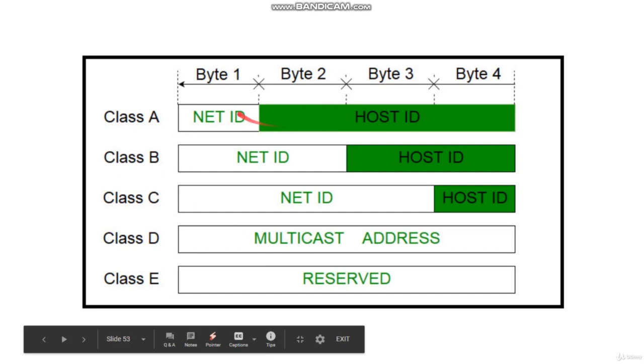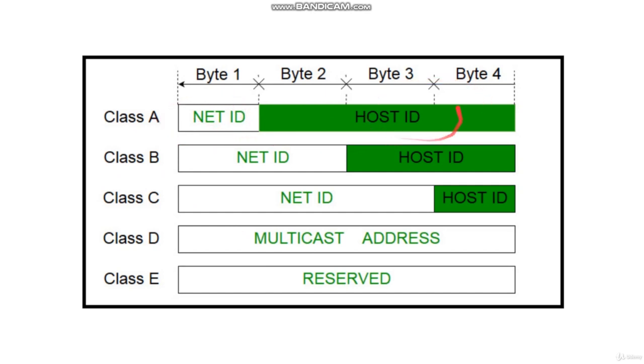Now, an IP address is broadly divided into two parts, network ID and host ID. The class of the IP address is used to determine the bits used for network ID and host ID and the number of total networks and hosts possible in that particular class. So depending upon the network ID, the number of hosts and the number of networks are determined in a particular range.